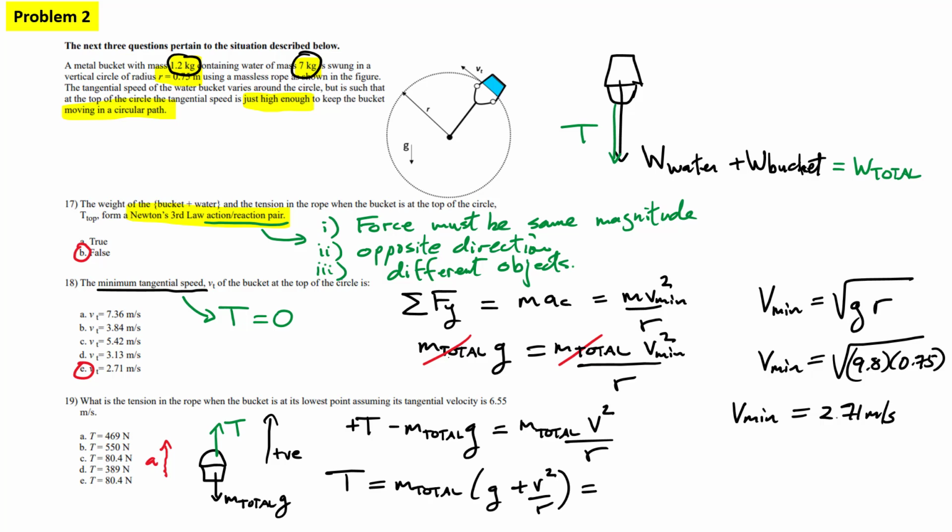I know all the values here, so I can just substitute the numbers. The total mass is 1.2 plus 7. Then the other term is the acceleration due to gravity, 9.8, plus the centripetal acceleration, 6.55 squared, that's my speed, divided by 0.75. Put everything in the calculator and I get an answer of 549.4 newtons. That was my tension. Let's see the choices. 549 is close to 550, so we're going to go with choice B as the best answer.